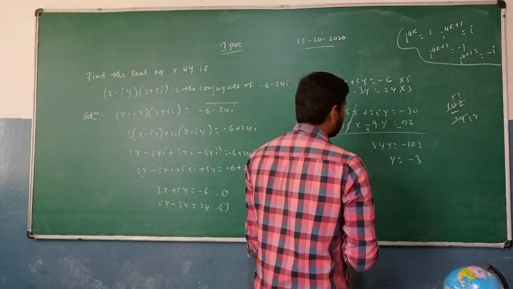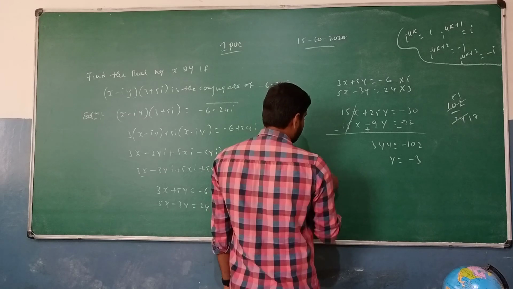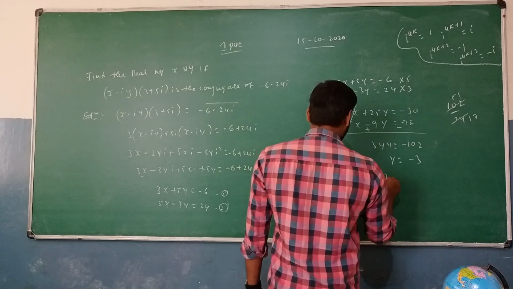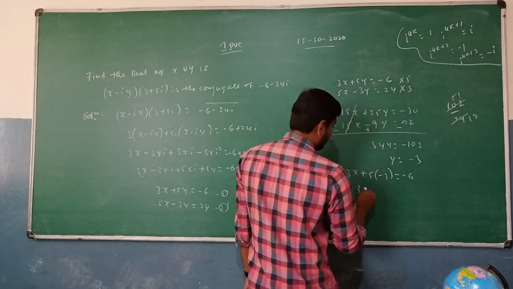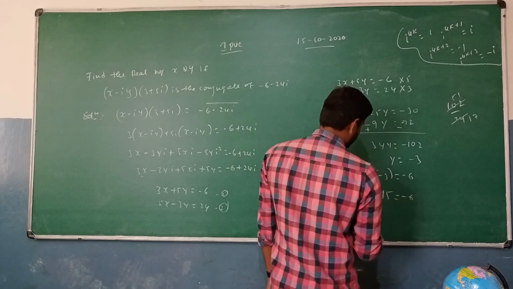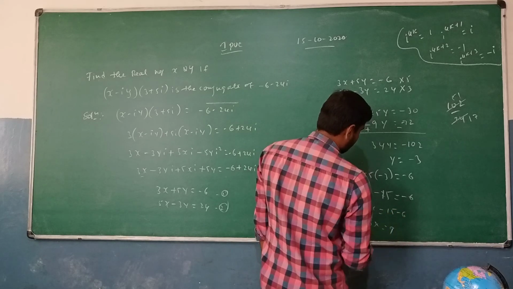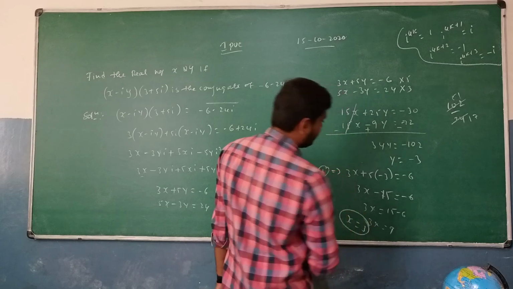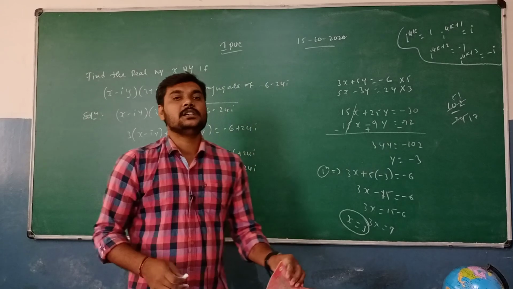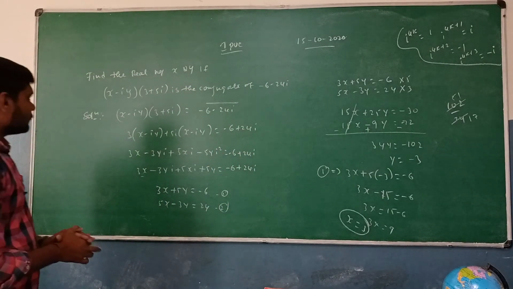Suppose I substitute this minus 3 in one of the equations. Then equation number 1 reduces to 3x plus 5 into minus 3, that's going to be minus 15, equal to minus 6. That's going to be 3x is equal to 15 minus 6. So 3x is equal to 9, then x is equal to 3. x is equal to 3 and y is equal to minus 3. Okay, so this is one of the major problems we come across, finding the values of x and y.